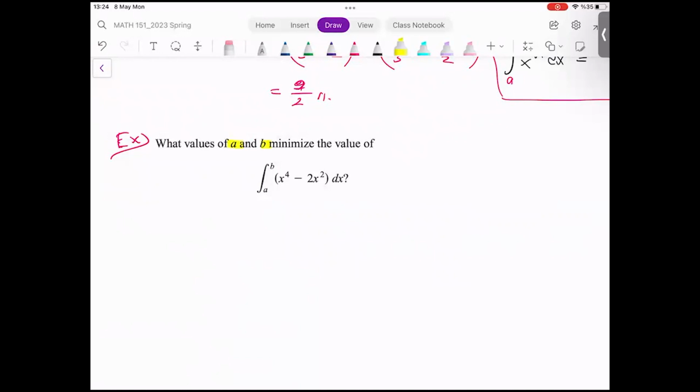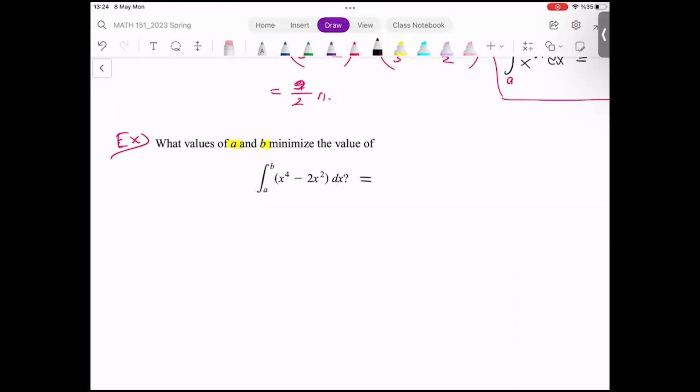So we want to search for the values of the parameters a and b that minimize the value of this integral. Okay, how can we proceed? There are two ways to go. Either we will compute the integral algebraically by using the integration rule that I just mentioned, or we will use the geometric meaning of the definite integral. One of them should work. Let's start with the algebraic computation.